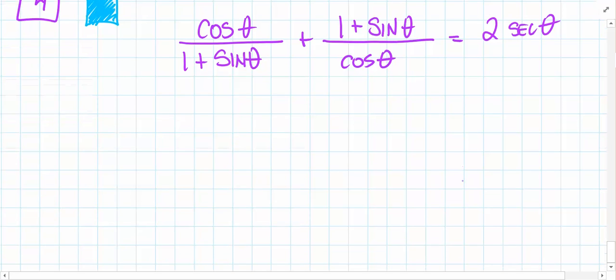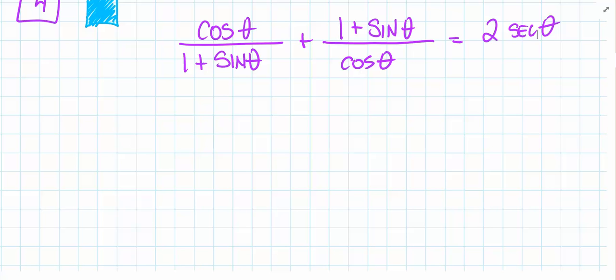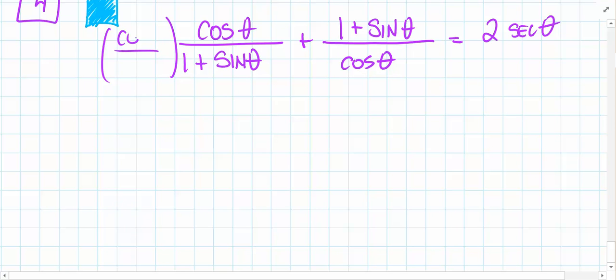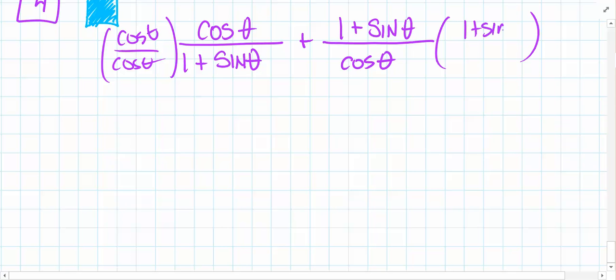Seth, you're up. Go for it. You tell me what to do, though, and I'll follow along. So you multiply, or we're working from the left side? Yep. You're going to multiply that one by cosine theta over cosine theta. And then this one by 1 plus sine theta over 1 plus sine theta. Good. And we want this to be 2 secant theta.